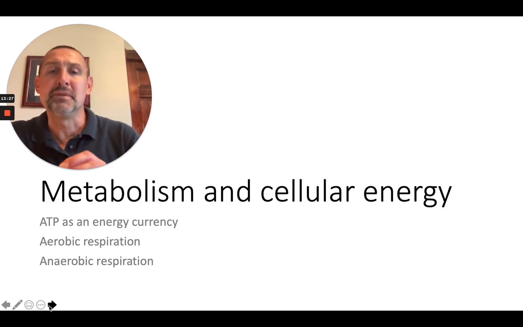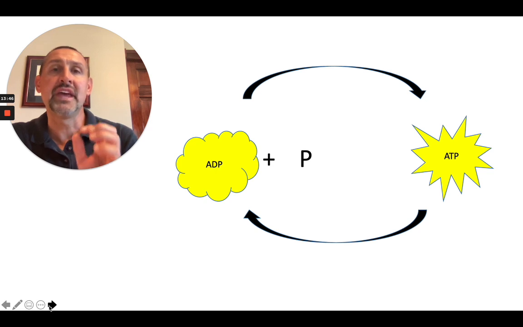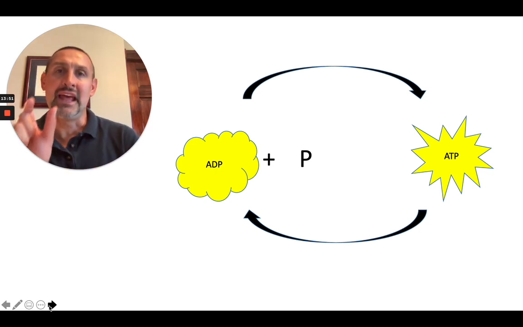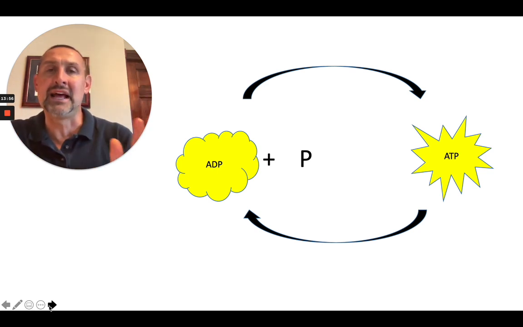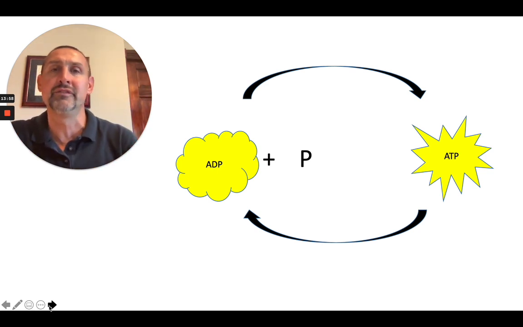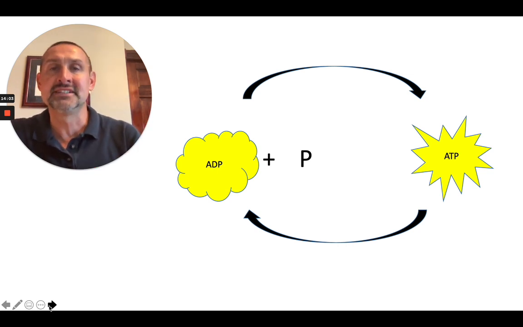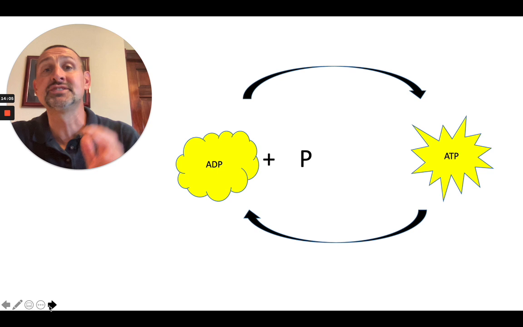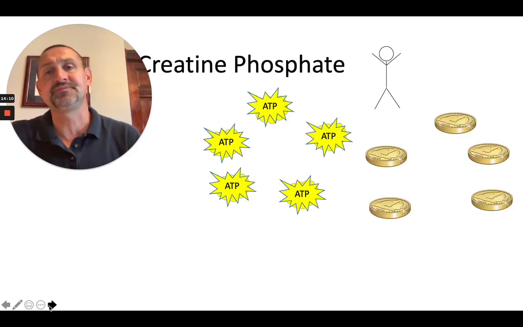Let's look at metabolism and cellular energy. How does the cell get energy? It uses a molecule called ATP. The energy of ATP is stored in its chemical bonds. So think of it as an A with 3 P's connected to it. The energy is in that last chemical bond between the second and third phosphate, P. When that chemical bond is broken, energy is released. But that chemical bond can be restored, and your body has a process to do just that.